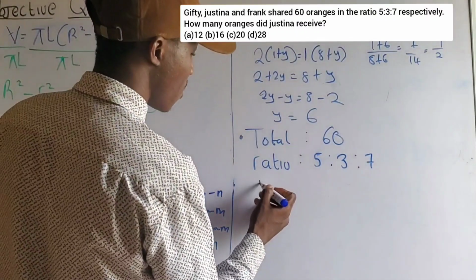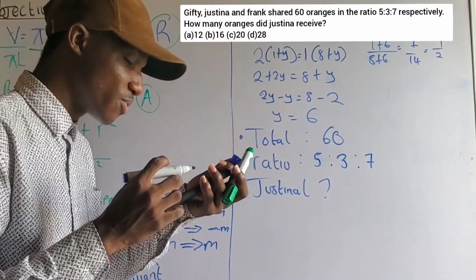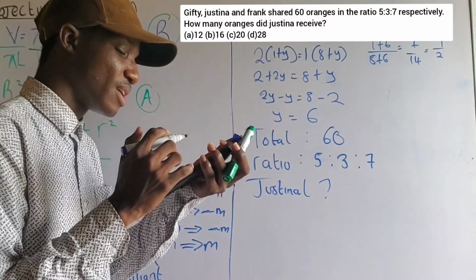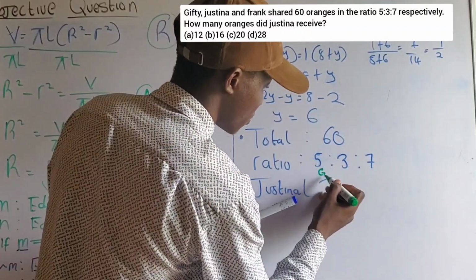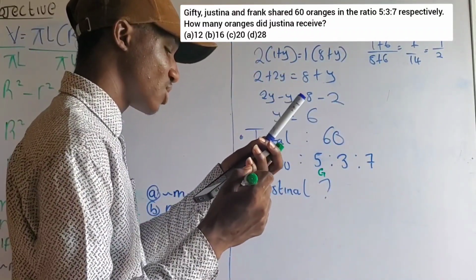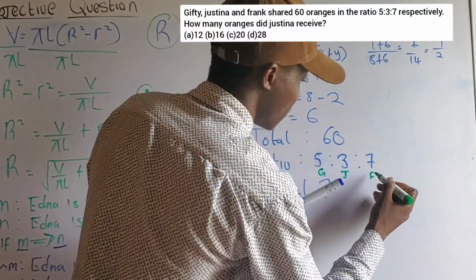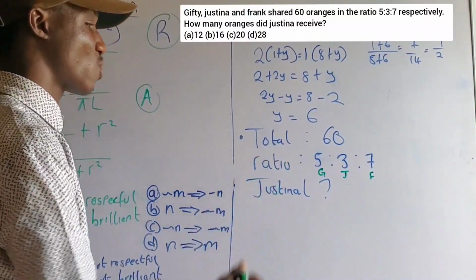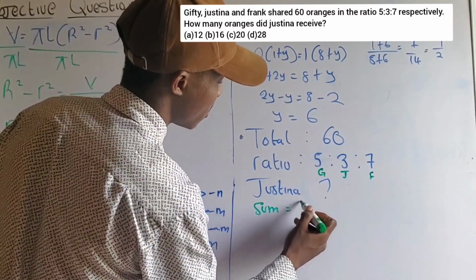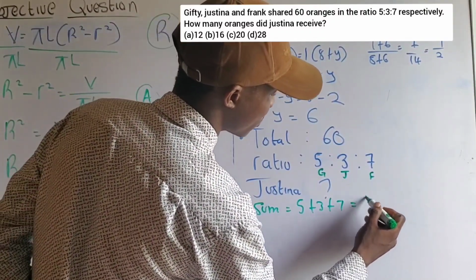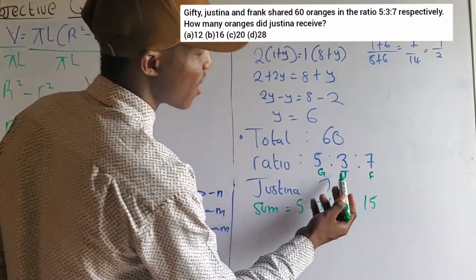Now, to get the number of oranges that Justina received, don't forget that they gave us the ratio respectively. That means the ratio that belongs to Gifty is 5, because Gifty comes first. The ratio that belongs to Justina is 3, and that of Frank is the last one, which is 7. To solve this question, you first have to sum the ratio. 5 plus 3 plus 7 equals 15.